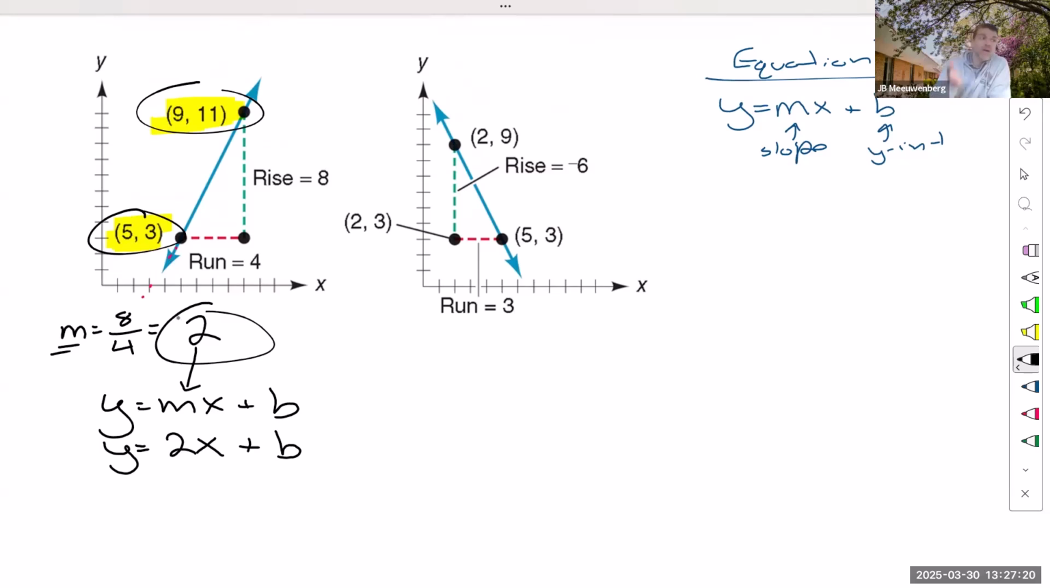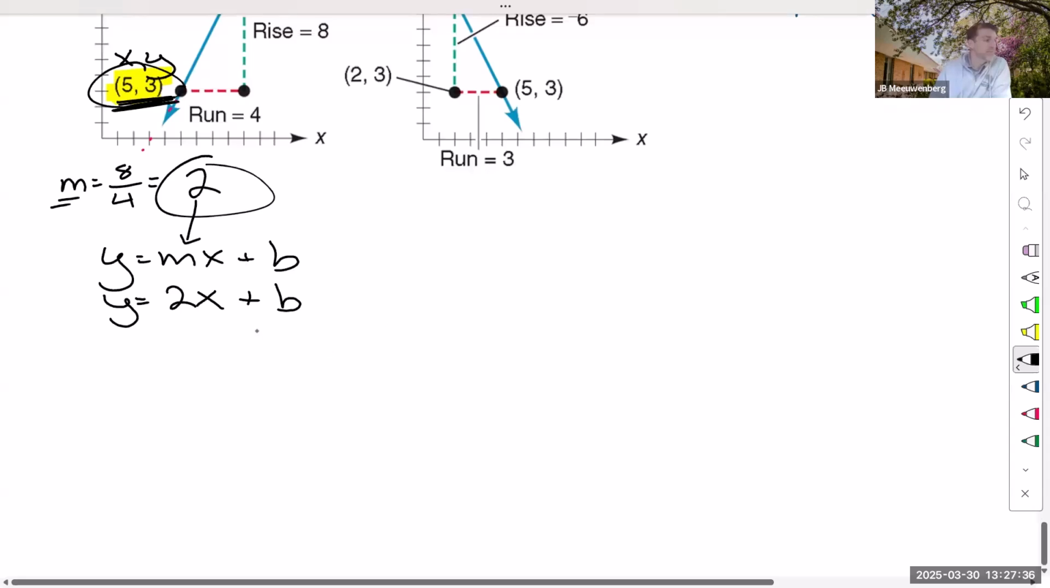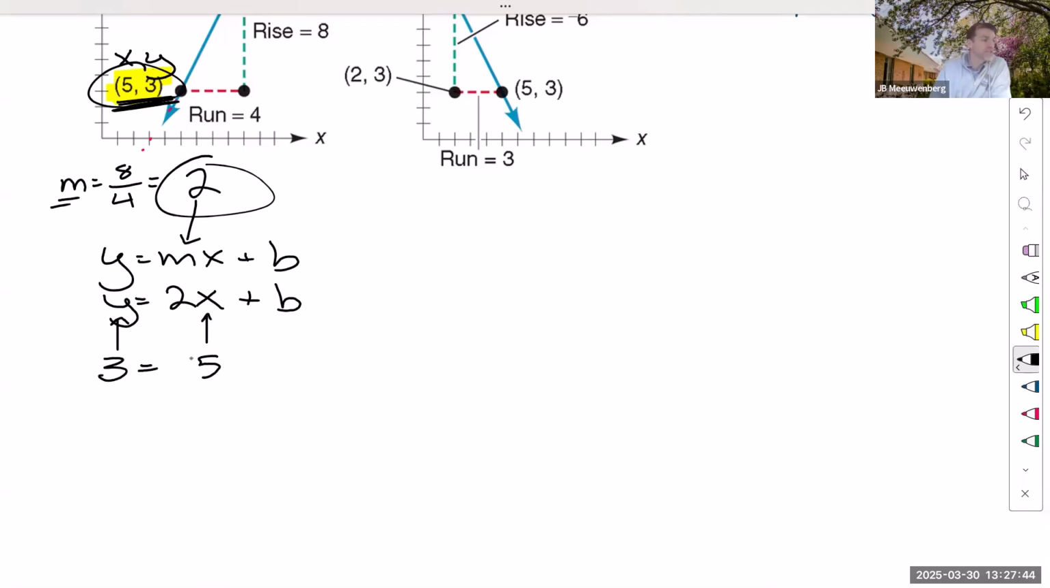Pick one of them. I always recommend picking the one with easier numbers to work with. So I'm going to pick this one, 5, 3. I'm going to let 5 be my x and 3 be my y. And I'm going to substitute those 2 numbers in here and here. Y is 3 and x is 5, just like we did earlier in this video. Then I'm going to fill in the rest of the equation. But note, I don't actually have a value for b. But here's where algebra comes in handy.